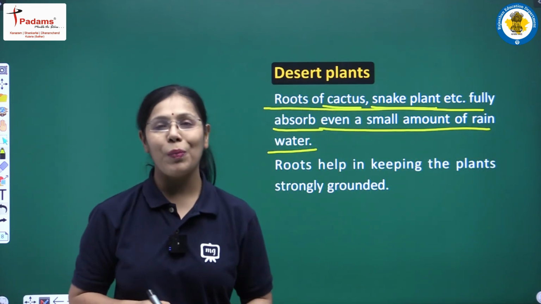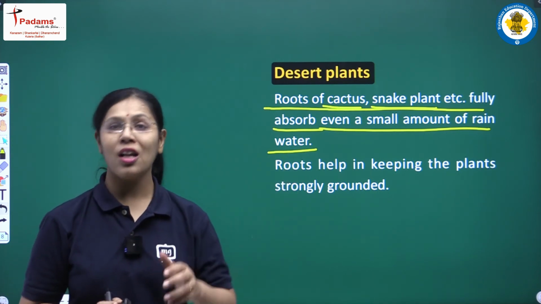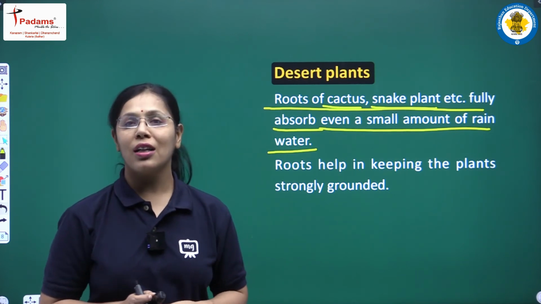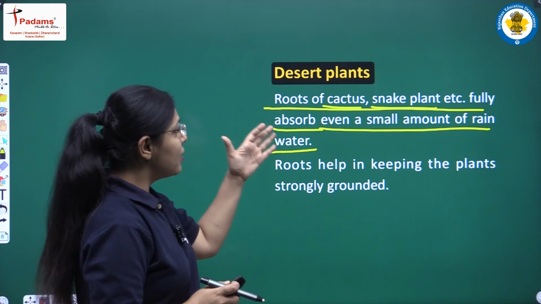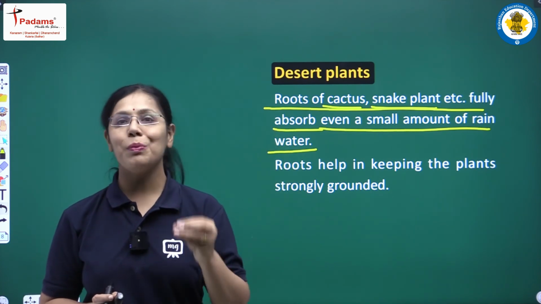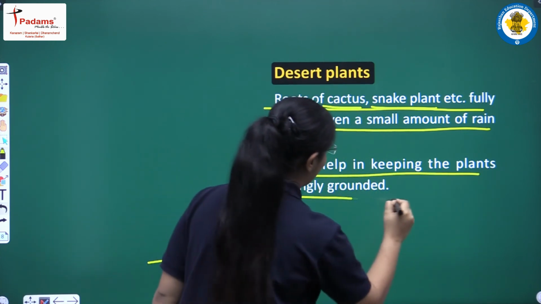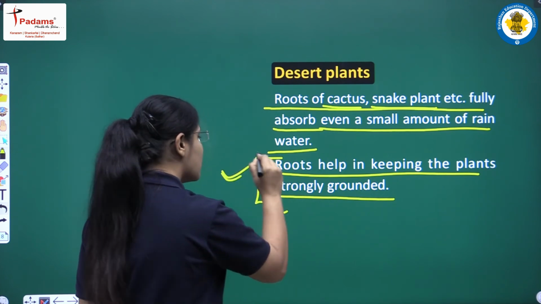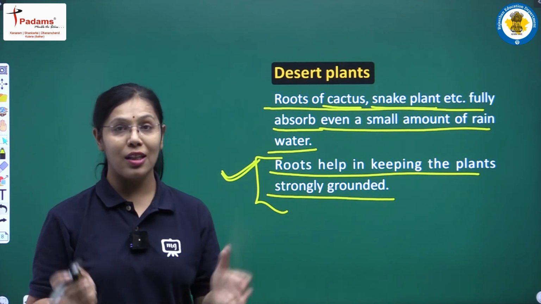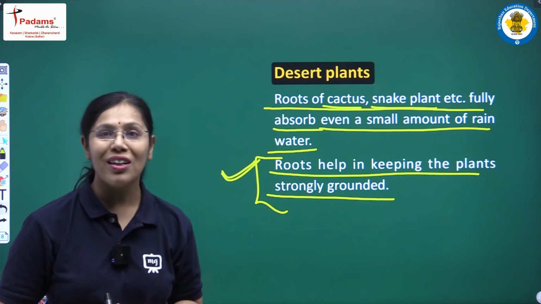As these are desert plants, they are able to absorb even a small amount of rainwater, as the rain in desert areas is very less in comparison to other areas. But these plants have such roots which are able to absorb even a little bit of rainwater. Roots help in keeping the plants strongly grounded. This is very important, that roots are very useful for the plant. They are a very important part of the plant, so they help in keeping the plants strongly grounded.